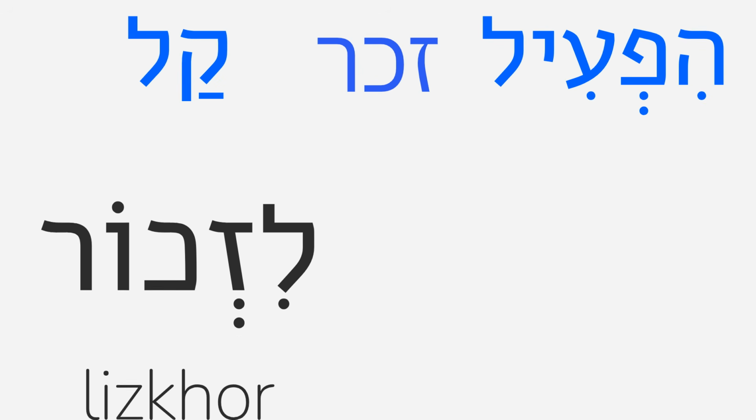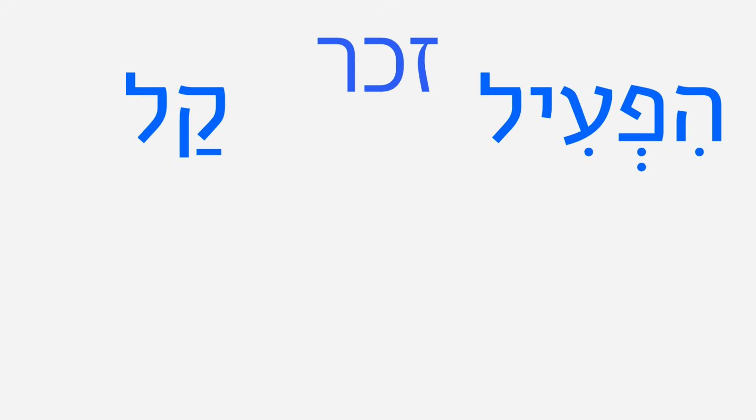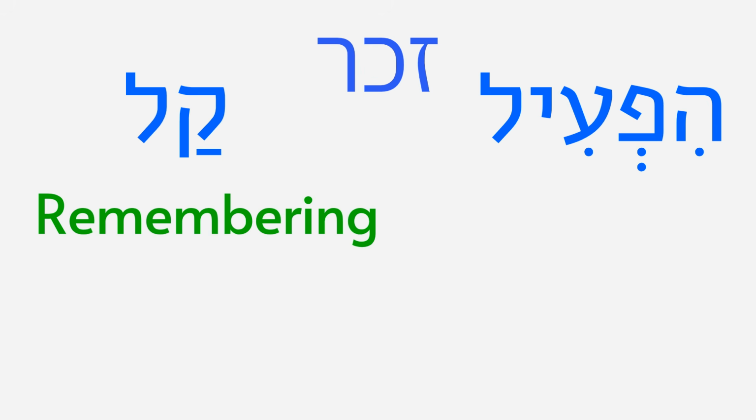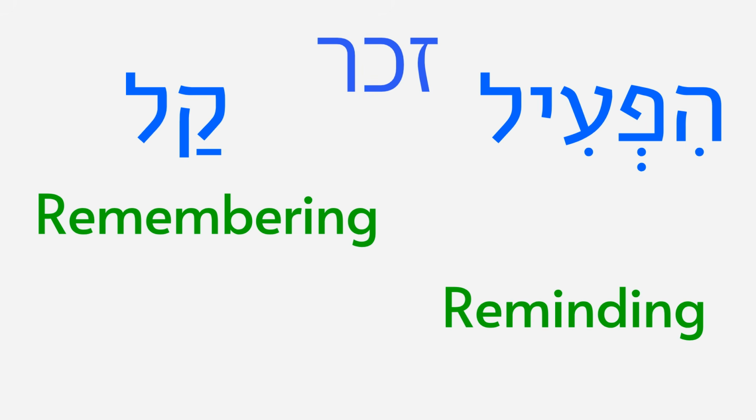The root zayin kaf resh is not only used in the kal, but also in the hiphil binyan. If a root is used both in the kal and the hiphil, the hiphil verb will usually mean to cause someone to do the action that the kal verb describes. The action in the kal with this root is remembering. So in the hiphil, this root has a meaning of causing to remember, or in other words, reminding.